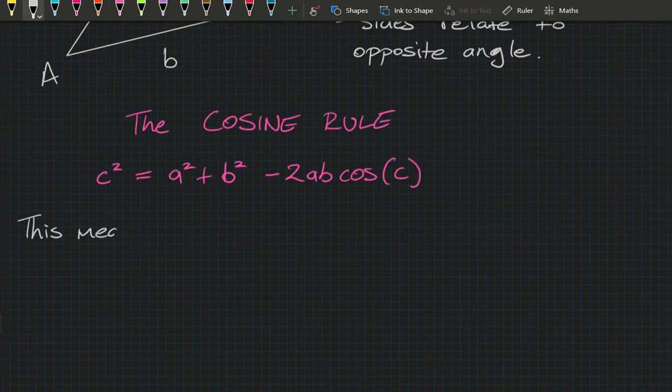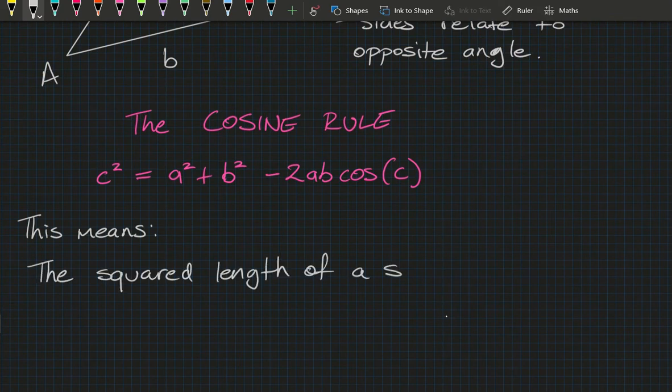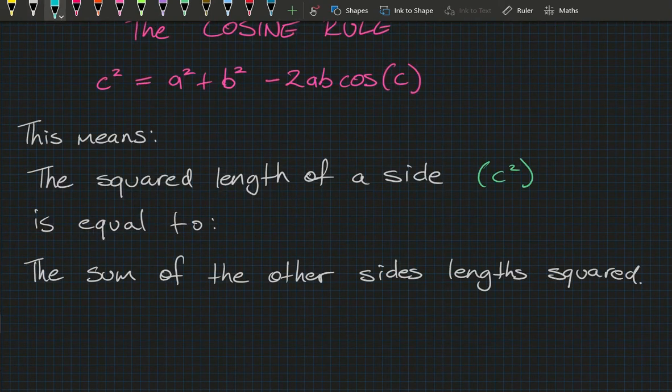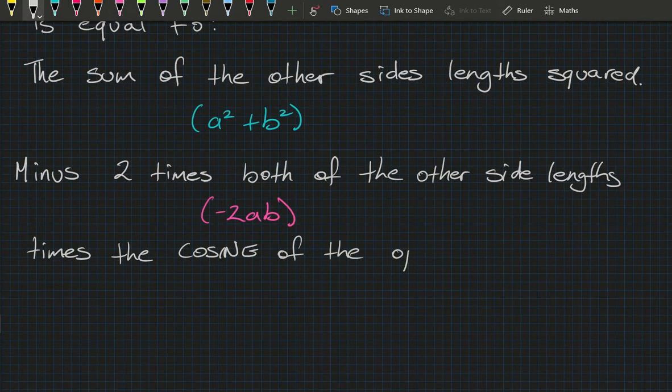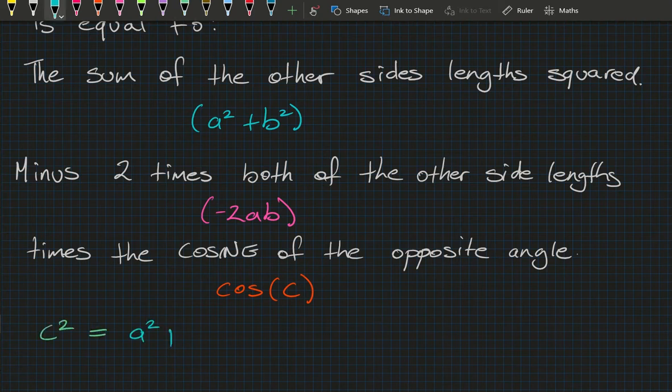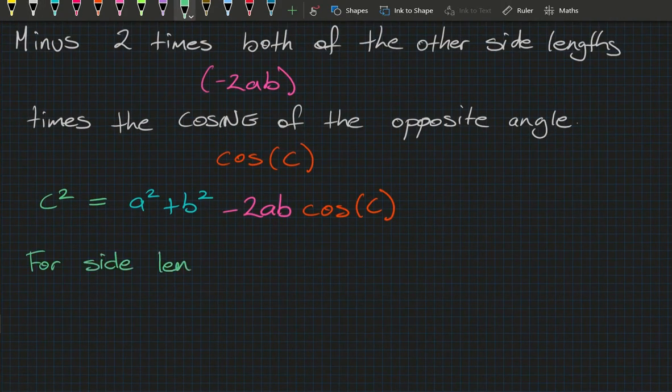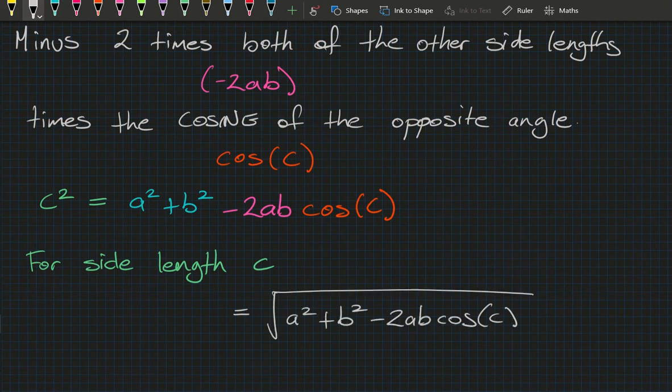To state this in clear English, this means that the squared length of a side, c squared, is equal to the sum of both of the other sides squared, i.e. a squared plus b squared, minus 2 times both of the other side lengths, which is this minus 2 times ab, times the cosine of the opposite angle, which of course is that cos c. So in other words, c squared equals a squared plus b squared minus 2ab times cos of c. If I'm trying to figure out the side length c, that's just equal to the square root of a squared plus b squared minus 2ab cos c.